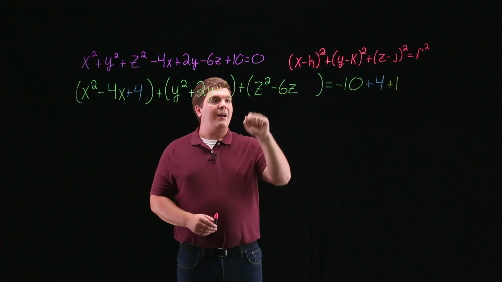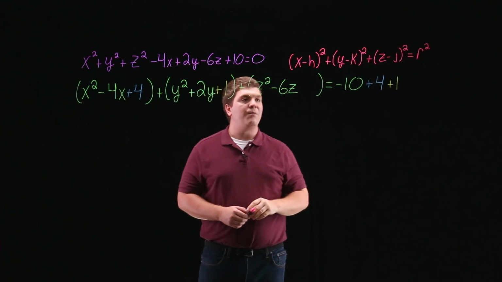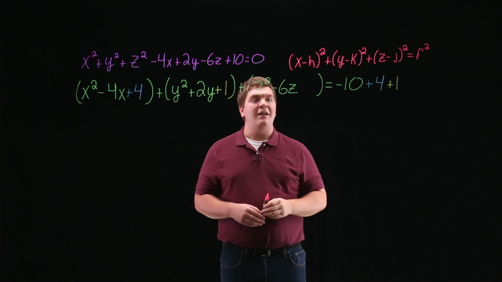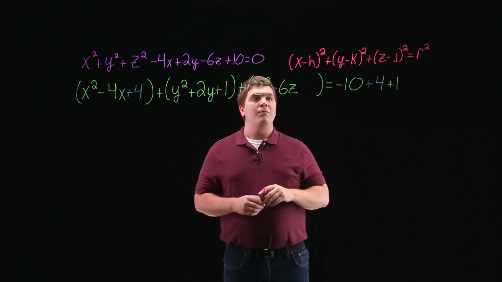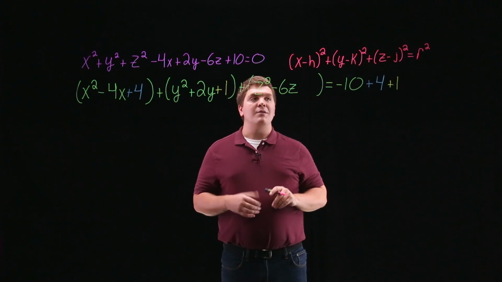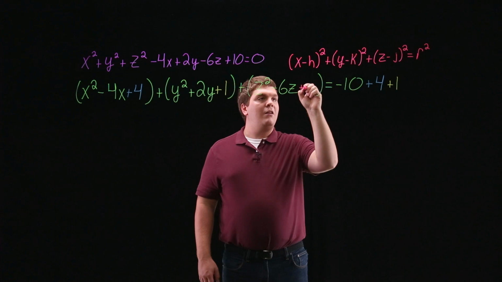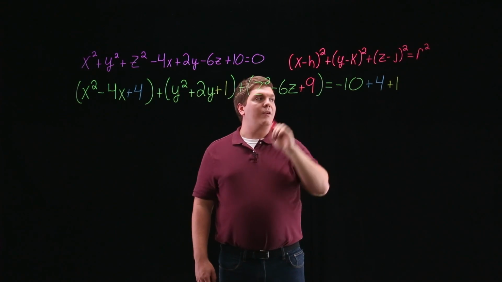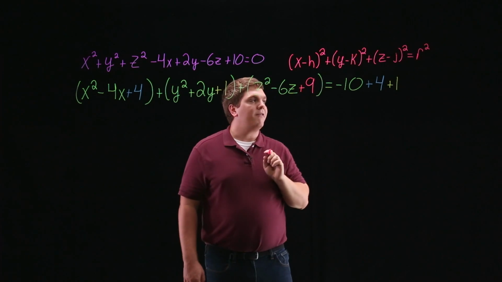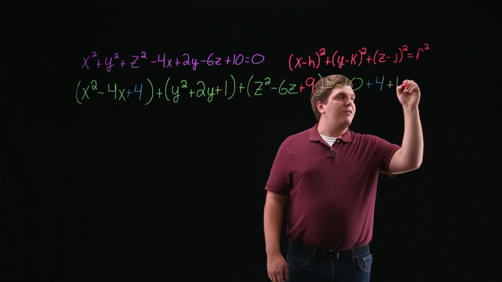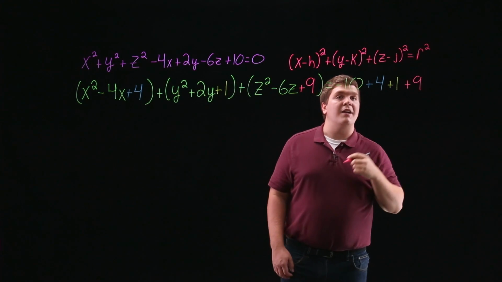Finally, we have z squared minus 6z. Our b in this case is negative 6. Divide that by 2, we have negative 3, and we square it, and we have 9. So we'll be adding 9 to complete the square here. Since we added 9 to the left-hand side of the equation, we'll also have to add 9 to the right-hand side.